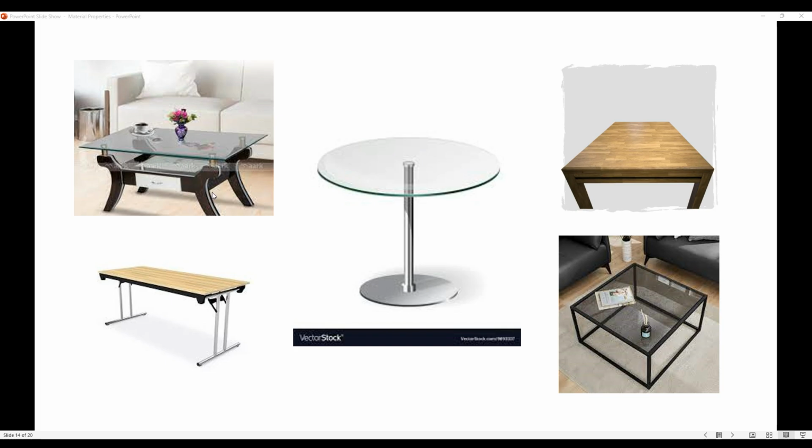Which one do you think has the best material and why? There is no right or wrong answer to that. It depends on the project and what the table is used for. But if we're talking about reliability, the most brittle table would be the glass table because it can break easily, right? But the most reliable table probably would be the wood one or the metal one.